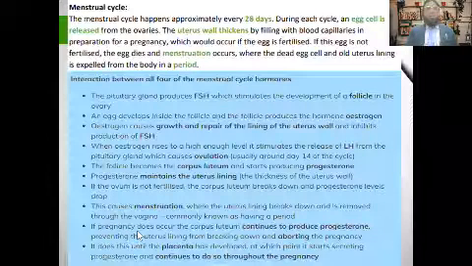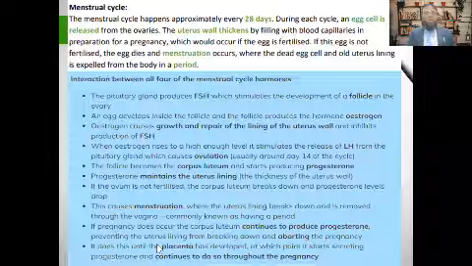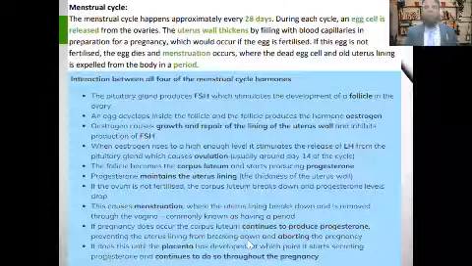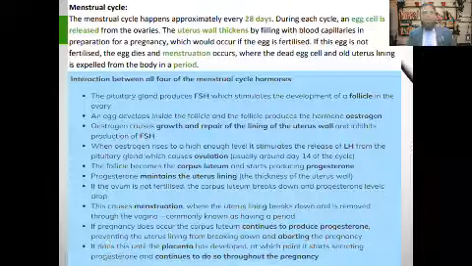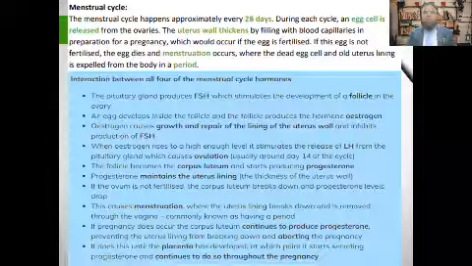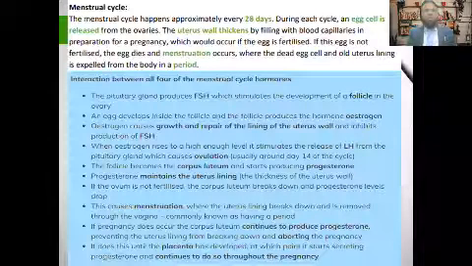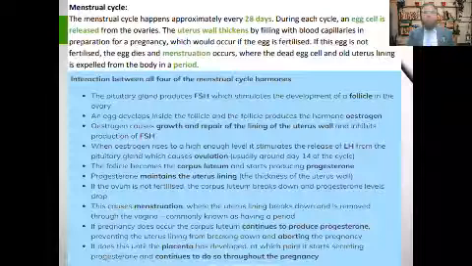If pregnancy does occur, the corpus luteum continues to produce progesterone, preventing the uterus lining from breaking down and aborting the pregnancy. It does this until the placenta has developed, at which point the placenta starts secreting the progesterone and continues to do so throughout the pregnancy.